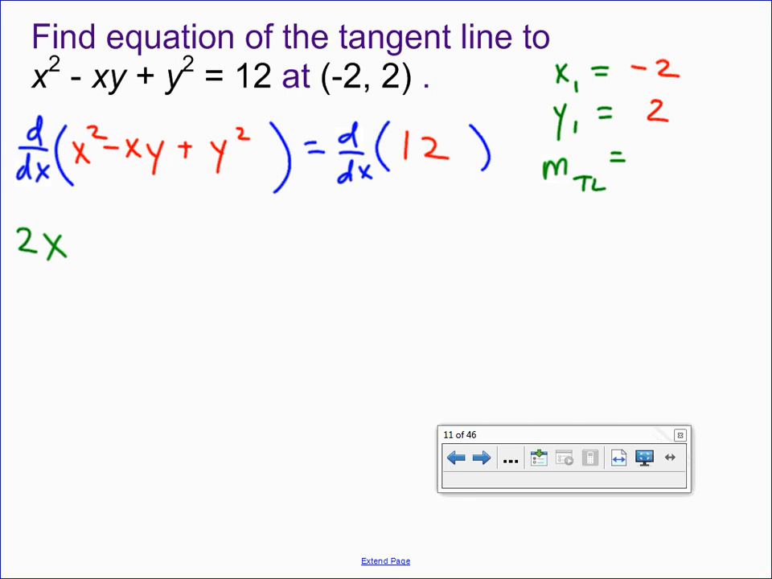Multiplication of functions. Yeah, so this is a multiplication of functions. That's the product rule. You see that? That's x times y, so I've got to use my product rule. Good thing we just memorized our rules for our rules quiz. The derivative of a product of two functions is the derivative of the first times the second plus the first times the derivative of the second.